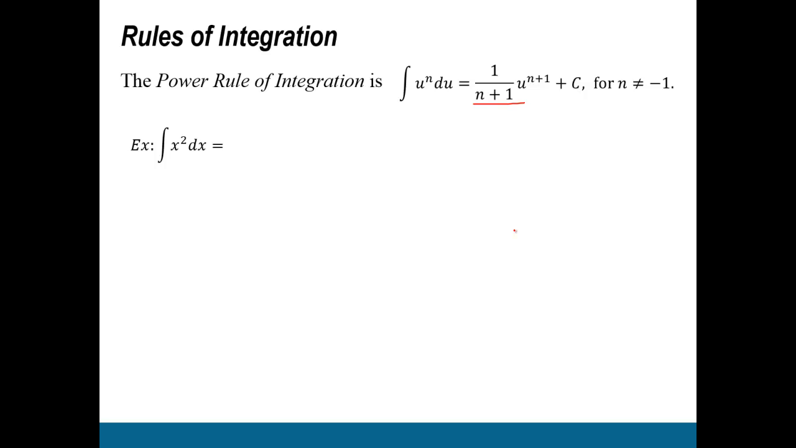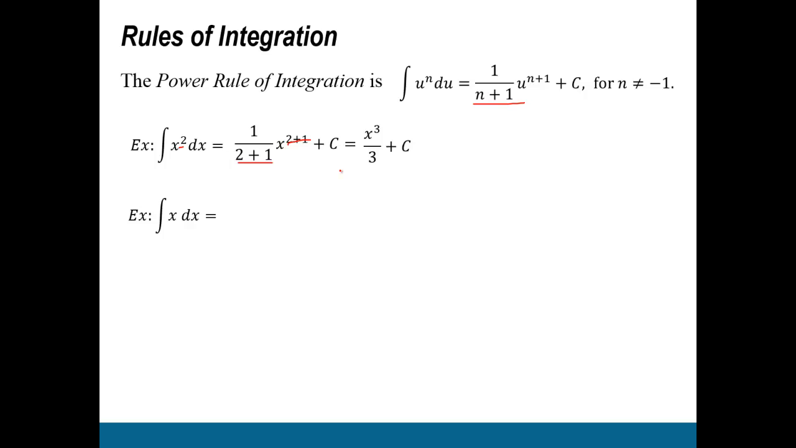In the first example, we're asked to integrate x squared dx. Notice that we're asked to integrate x, which is raised to the second power, so we'll use the power rule. The power rule states that we will integrate it as 1 divided by the power, which is 2 plus 1, times x raised to the power plus 1, plus the arbitrary constant. When we simplify, we have x cubed divided by 3 plus the arbitrary constant.